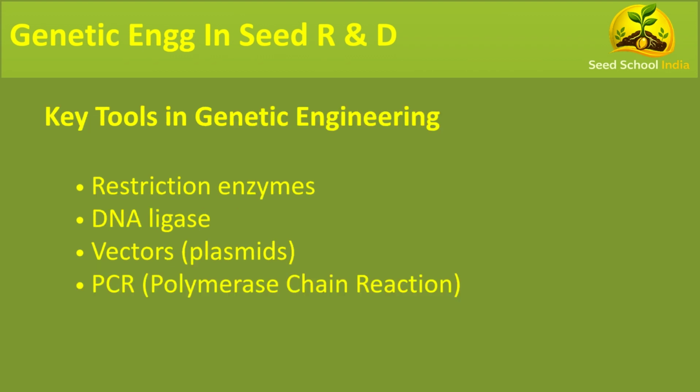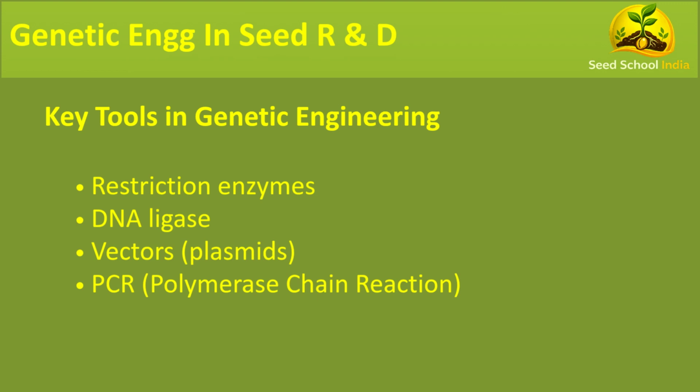Several molecular tools are used in genetic engineering. Restriction enzymes act like molecular scissors, cutting DNA at specific sequences. DNA ligase acts as a glue, joining DNA fragments together. Vectors, such as plasmids, are used to carry the gene into plant cells. Polymerase chain reaction, or PCR, is used to amplify DNA, ensuring that sufficient copies of the gene are available for manipulation.